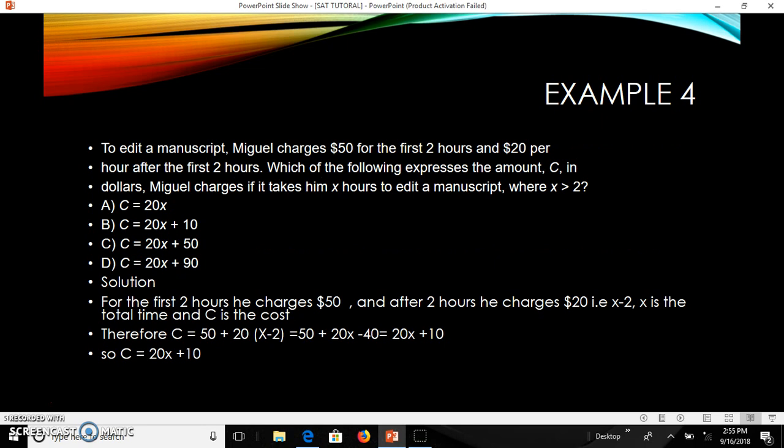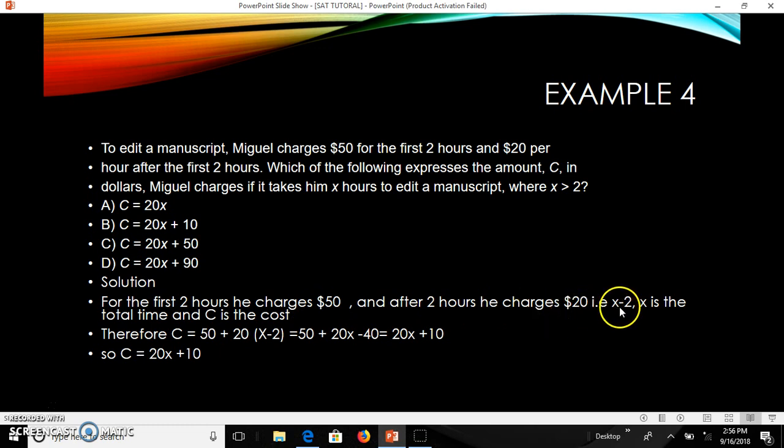Now, to edit a manuscript, Miguel charged $50 for the first 2 hours and $20 per hour after the first 2 hours. Which of the following expresses the amount C in dollars Miguel charges if it takes X hours to edit a manuscript where X is greater than 2? Now look at it. It's a very simple thing. For the first 2 hours, it charges $50. And after 2 hours, it charges $20, right?